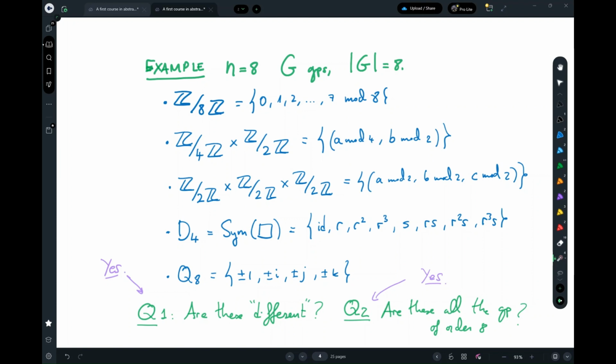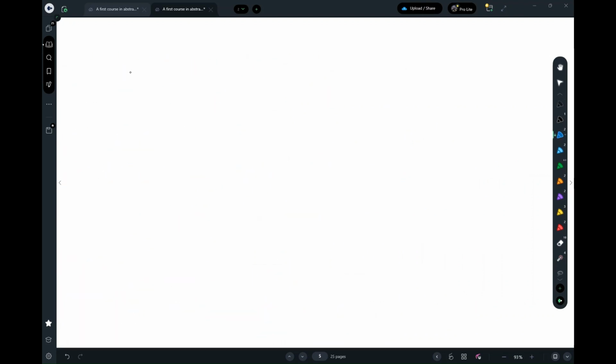And the question I want to address here is, how do I prove that these are all different? So let's think about that. I'm going to list them all here again. I have Z modulo 8, I have Z modulo 4 cross Z modulo 2, I have Z modulo 2 cubed, I have D4, and I have Q8.